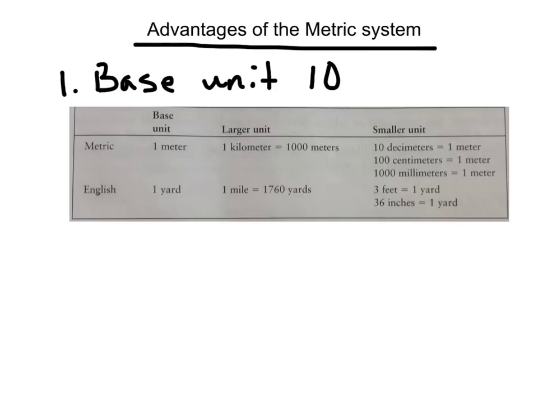So if you look at this chart that's in your book, you can sort of see what I was telling you. The base meter in the metric system is 1 meter. A larger unit, a kilometer, is 1,000 meters. Smaller units, 10 decimeters is 1 meter, 100 centimeters is 1 meter, 1,000 millimeters. It's all based on 10. But when you get to the English system, 1 yard is the base unit. The larger units are a mile, which is 1,760 yards. There's 3 feet in a yard and 36 inches in 1 yard. There's no rhyme or reason to why.